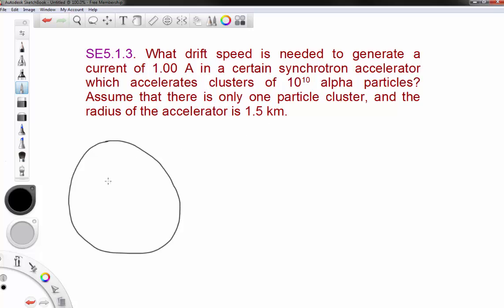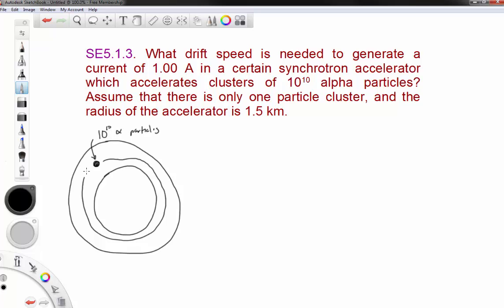Synchrotrons, although not of this size, are in fact a very useful type of particle accelerator. They are used experimentally in medical physics, for example. So basically what happens here is we have a cluster of charges, 10 to the 10 alpha particles, and the fields are such that this thing basically makes loops around, sort of runs laps around this chamber. And what we're wanting is a current of 1 amp.